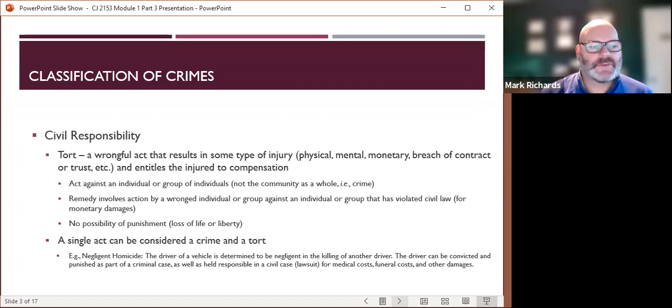For example, negligent homicide. In our example, the driver of the vehicle is determined to be negligent in the killing of another driver. The driver can be convicted and punished as part of a criminal case, as well as held responsible in a civil case or lawsuit to cover medical costs, funeral costs, or other damages incurred by the other driver.